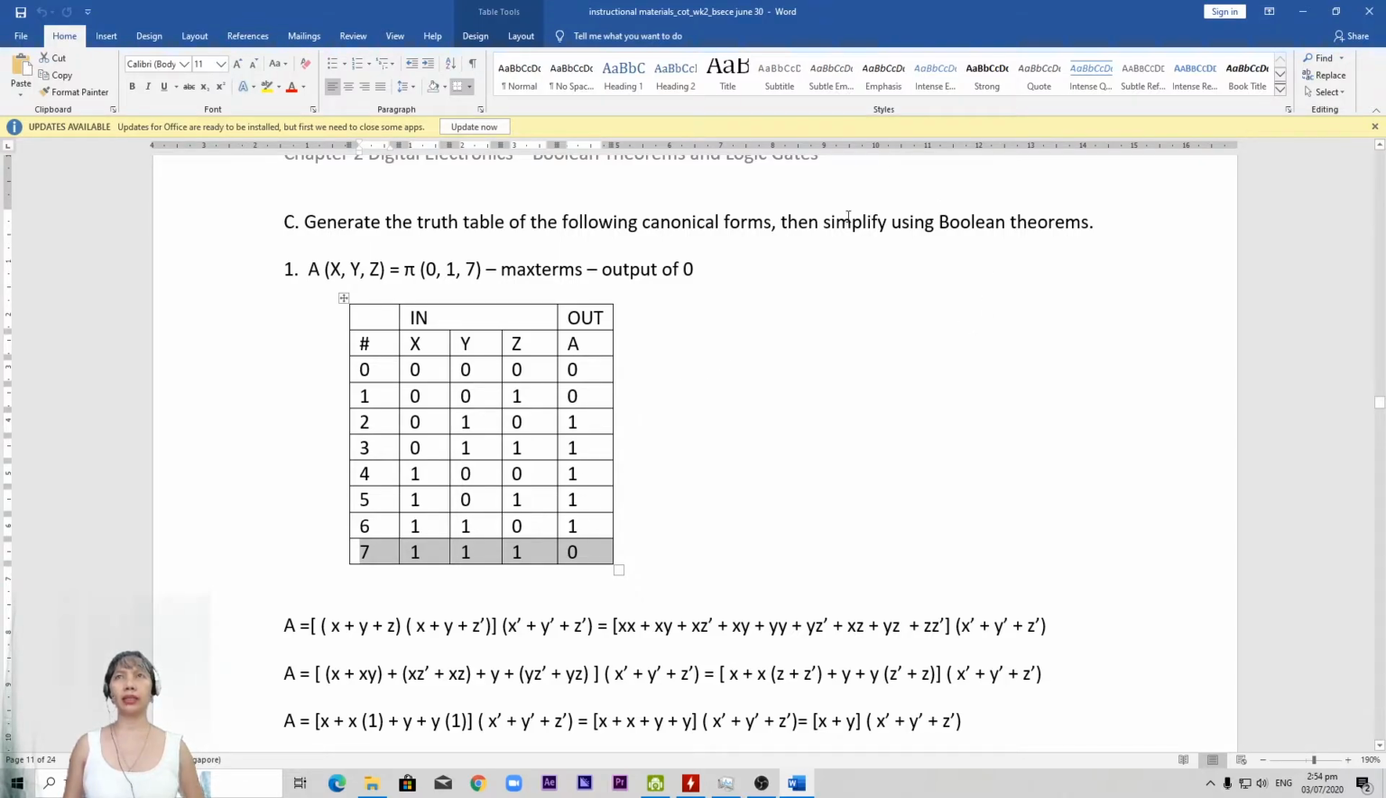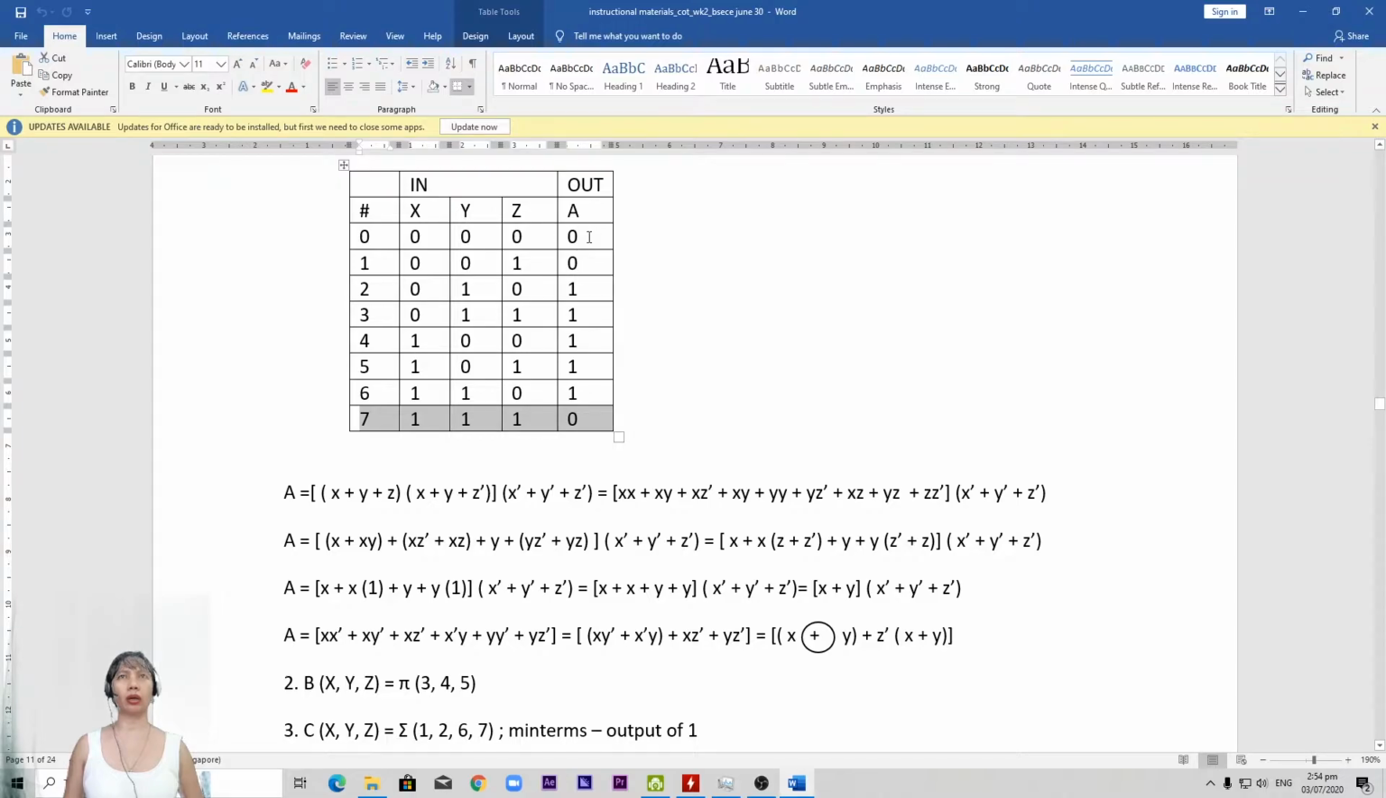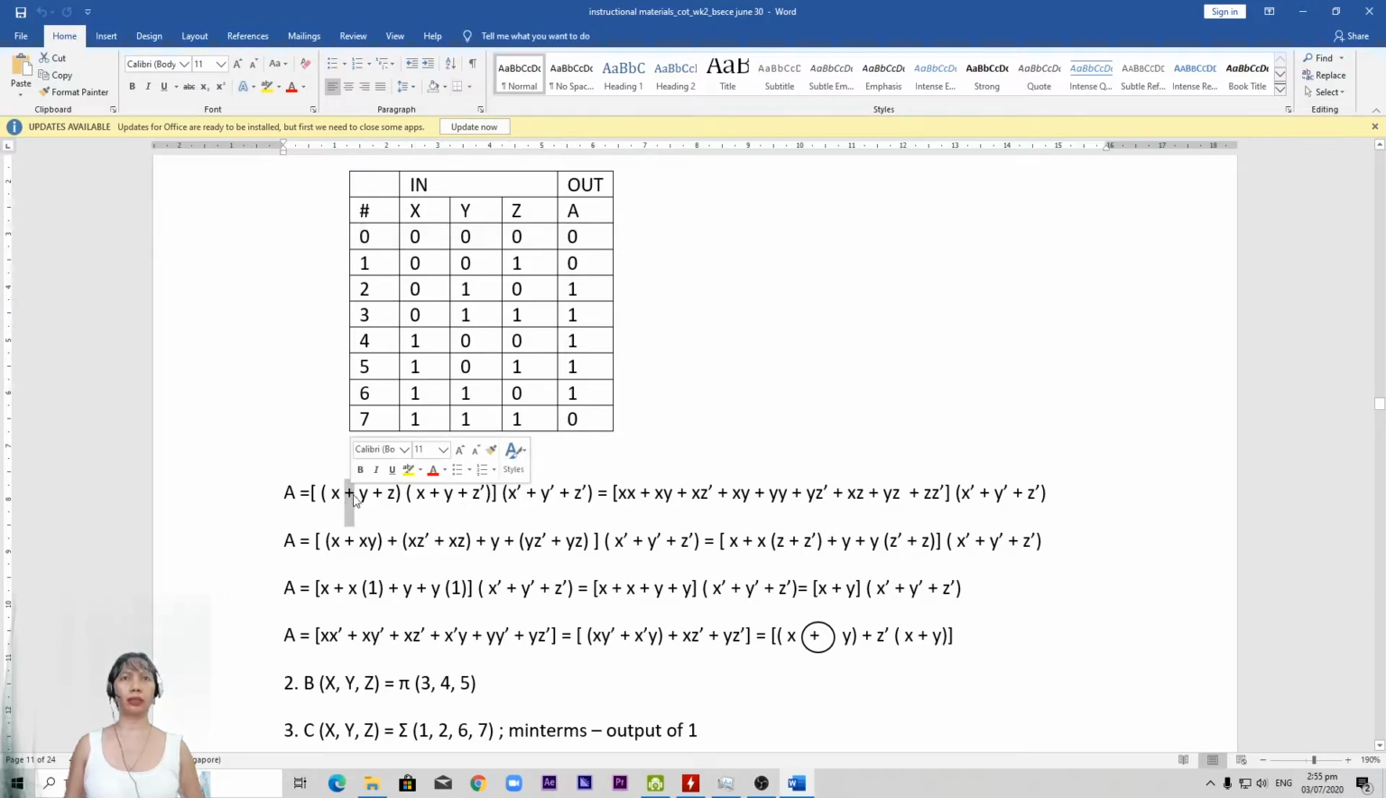And then it says that we have to simplify using Boolean theorems. For max terms, if you have an input of 0, it is unprimed, whereas if you have an input of 1, it is primed. So max terms are the opposite of min terms. For example, max term 0: x is 0, y is 0, z is 0, so it is represented by x plus y plus z, because max terms are actually a product of sums.